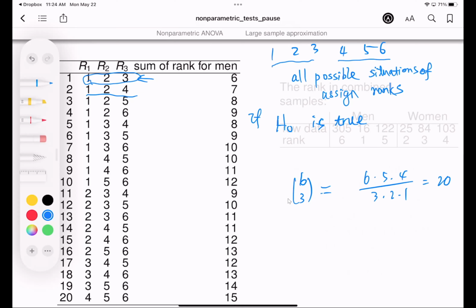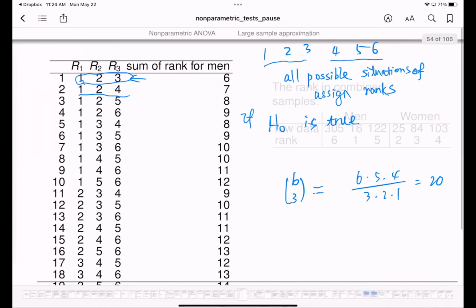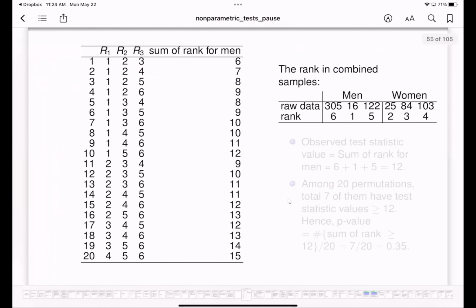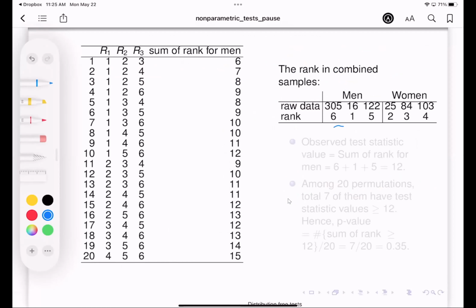So that's all possible ways of assigning the rankings, with three of them given to the men. The next step is to look at the rank in the observed data. For the observed data, we only have these six numbers, and the rank is straightforward. For example, here 16 is the smallest, so it receives rank 1. 25 is the second smallest, so it receives rank 2, and so on.